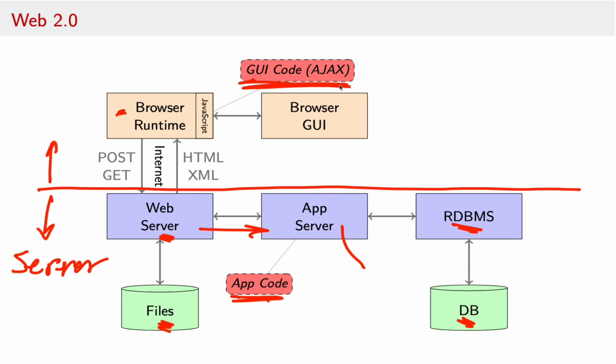So again, the pendulum is kind of swinging back, right? We went from mainframe, all on the server side, to client server with a partitioning of the application logic, to Web 1.0 back on the server, to Web 2.0. Now we're back on both sides of the client-server boundary. I've listed this here as GUI code. It's primarily there to be able to take information from the user and send it to the server, or to retrieve information from the server and format it nicely for the user.